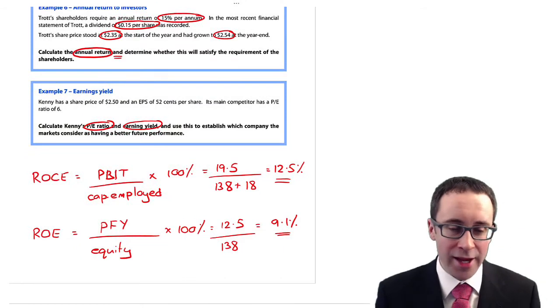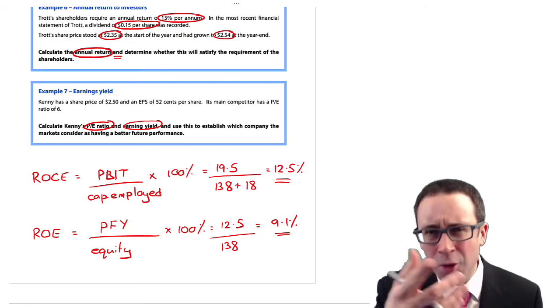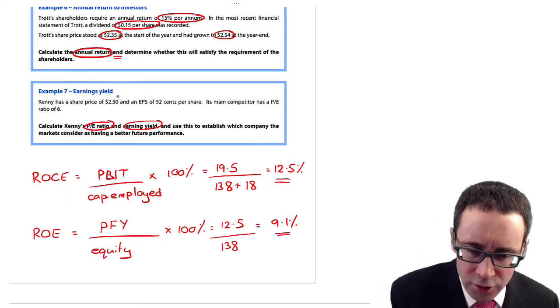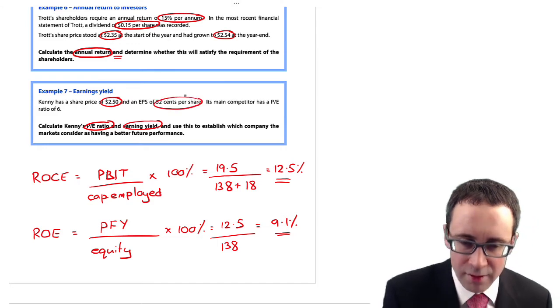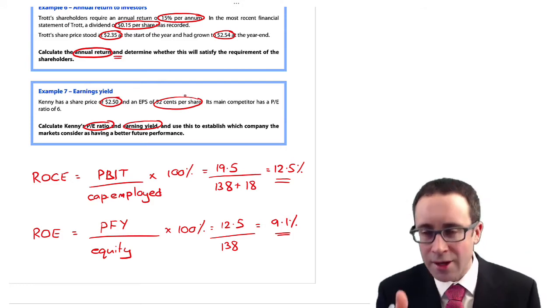Excellent. The next one, the earnings yield. Okay, what have we got? So it says calculate Kenny's PE ratio. Do it yourself. Okay, have a quick go now. Okay, what have you got? You got a price of $2.5. Earnings per share, 52 cents. Get your calculator out quickly. Okay, yeah, where is it? There it is. You've got it.